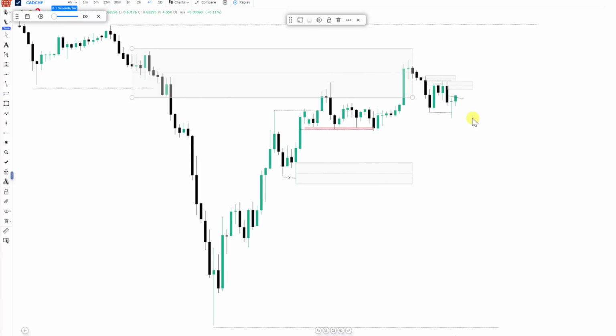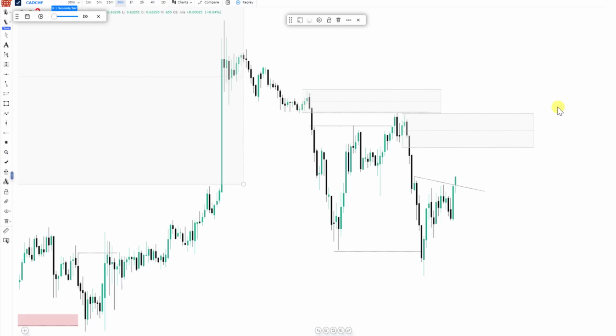Having the general understanding that the higher time frame is bearish and price is currently reacting from a higher time frame supply level, and you still have a lower time frame supply level right here, this increases the probability of this particular trade opportunity playing out. Back to the 30 minutes time frame.